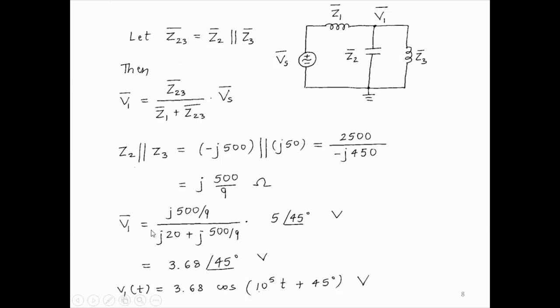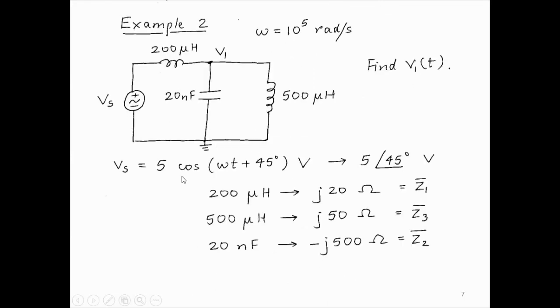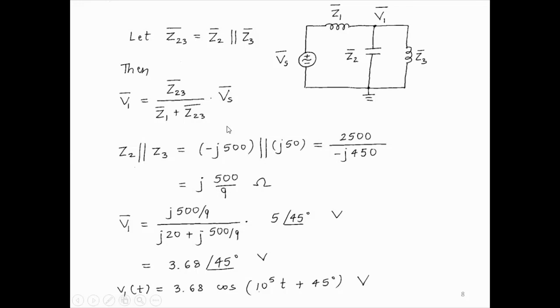Incidentally, this j cancels here, right? The j cancels, so this is only a real number. There is no phase here, and the real number is 3.68. So we get V1 equal to 3.68 cos(10^5 t + 45 degrees), which interestingly has the same phase as the source voltage. The source voltage and this voltage have the same phase. There is no phase change. Why is that?